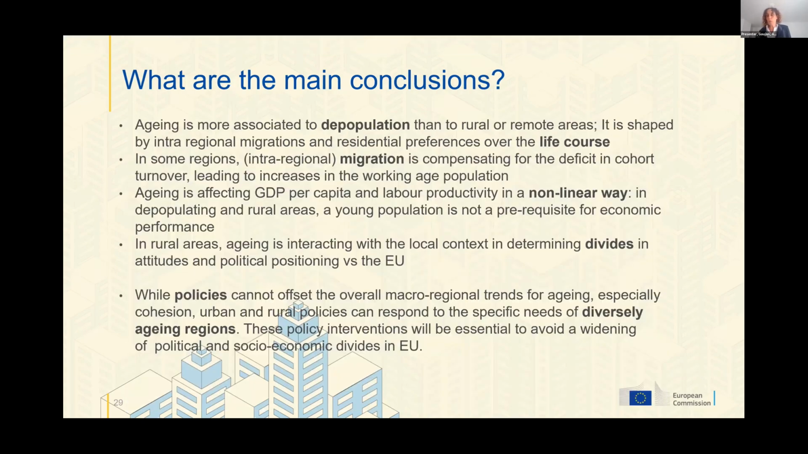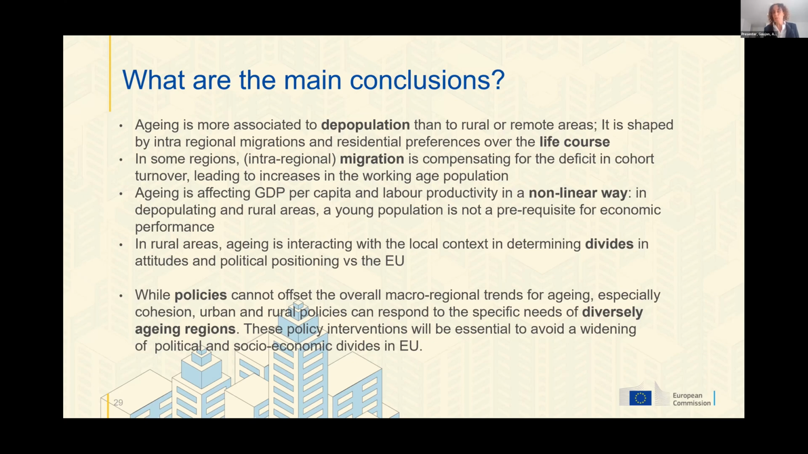So now I'm coming to my conclusions. I hope I'm doing well with time. Aging is more associated to depopulation, which is rightly the theme of this conference, than to rural or remote areas. It is shaped by migration and residential preferences over the life course. In some regions, migration is able to compensate for the deficit in cohort turnover, and that can lead to an increase in the working age population, but in most regions, actually, it's not able to compensate.